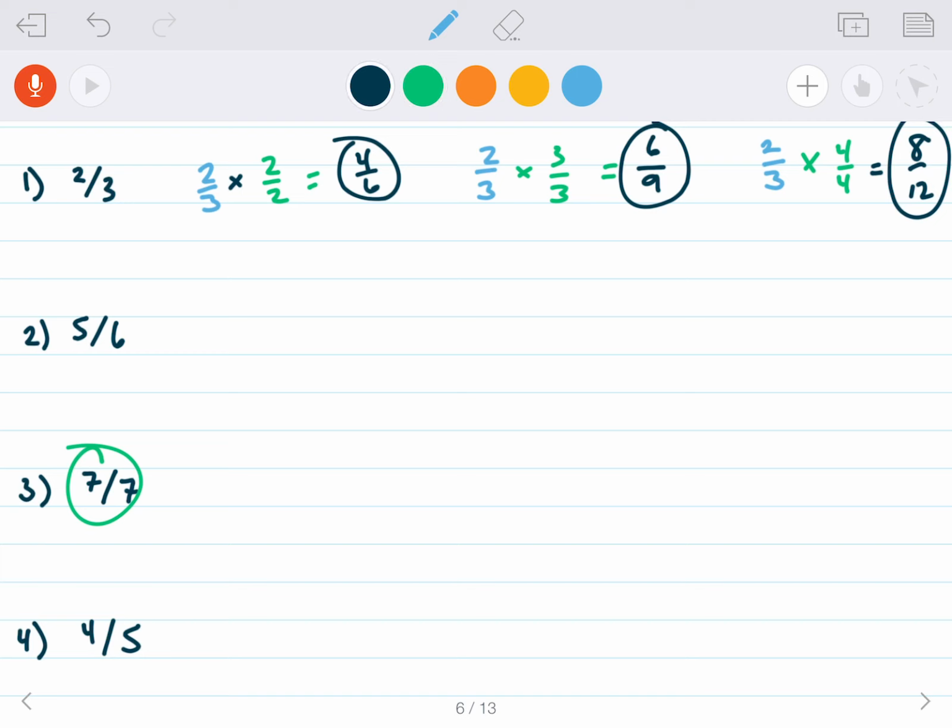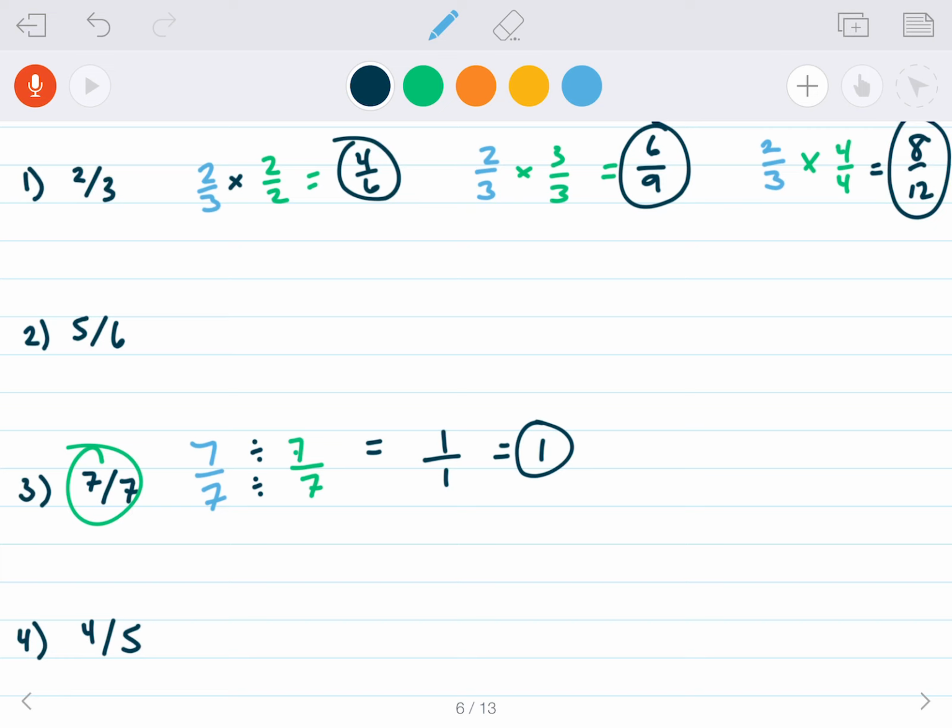7 over 7. I don't have to multiply by a constant number. I can also divide, right? If I have 7 over 7, I can also divide by 1 to get an equivalent fraction. So I can actually divide by 7 over 7, right? 7 divided by 7 is 1. 7 divided by 7 is 1. So 1 is equivalent to 7 over 7.